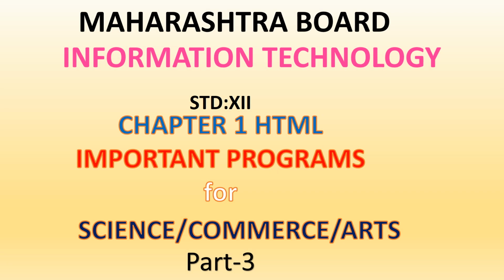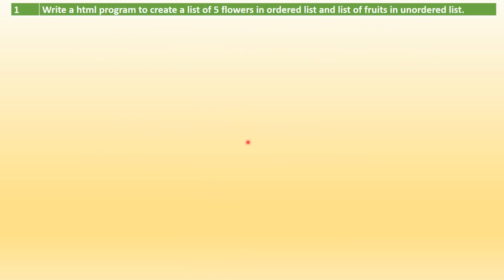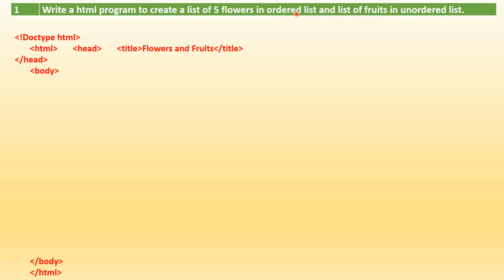We are going to see the third type of programs using list, ordered list, unordered list. Students, you will get questions like this: list 5 flowers in an ordered list and a list of fruits in an unordered list. So in this question, you have to prepare an ordered list and an unordered list. So the basic structure. Now, when do we use an ordered list?